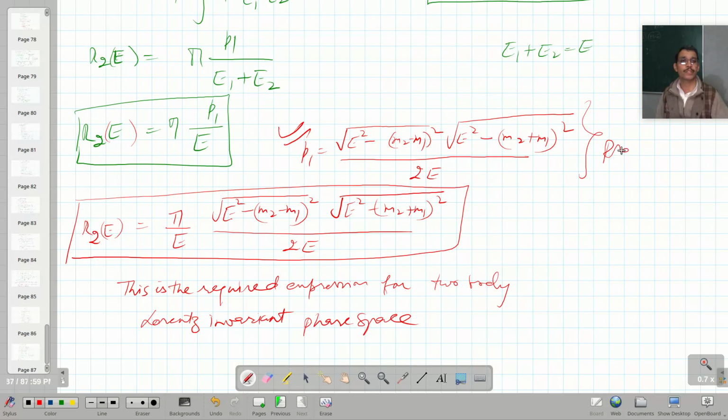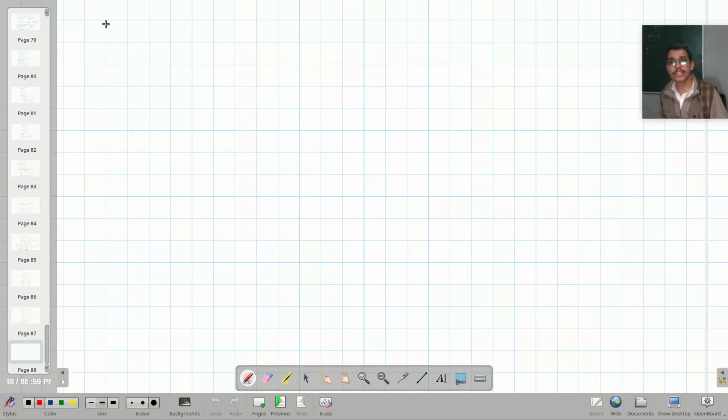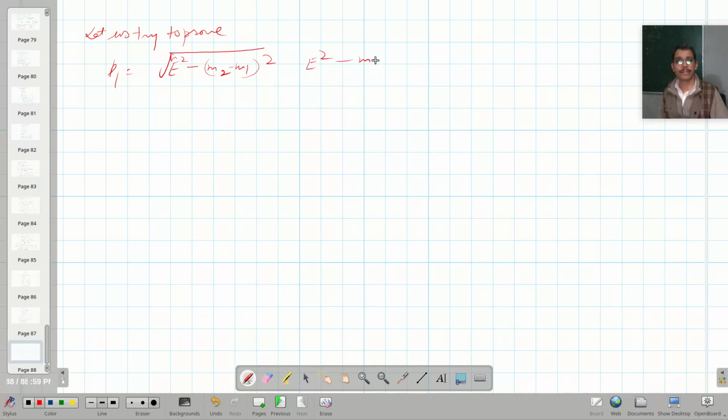So let us try to prove it. This is the additional thing. You can use this result directly, but let me tell you how this result comes out to be there. So let us try to prove that p1 is equal to under the root (E square minus (m2 minus m1) whole square) under the root (E square minus (m2 plus m1) whole square), whole upon 2E. Let us try to prove it.